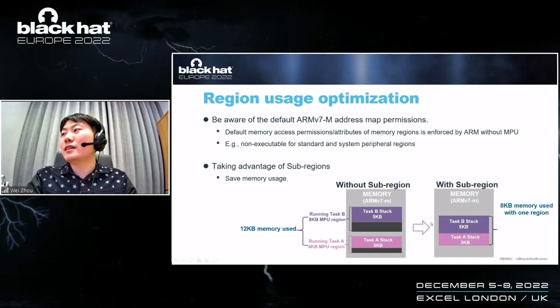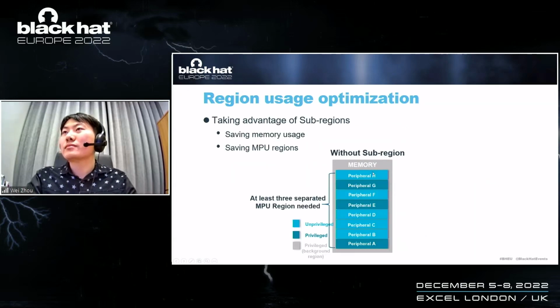And then if we enable the sub-range feature, there is only one 1 KB memory range that we need, and we can switch them. If we run task B, we can just enable the higher sub-range and disable the lower sub-range for task A. And if we run task A, we can just enable the lower sub-range for task A and disable the higher sub-range.